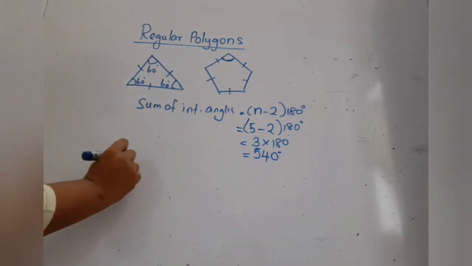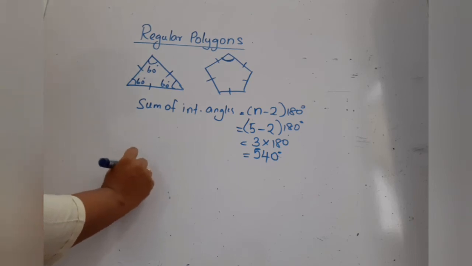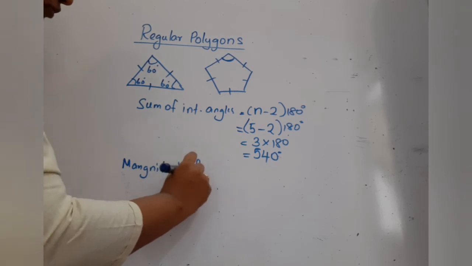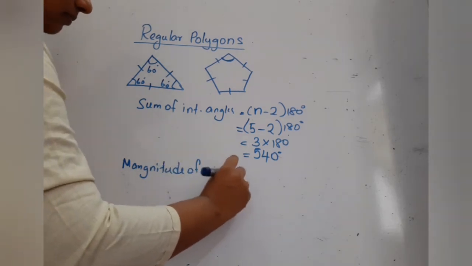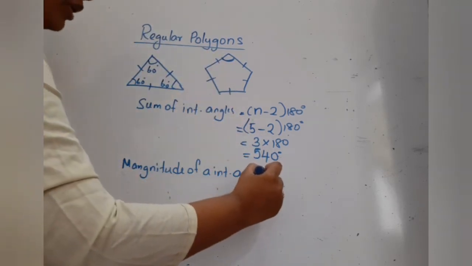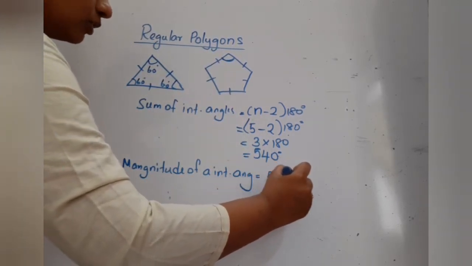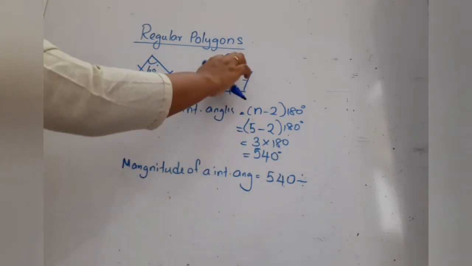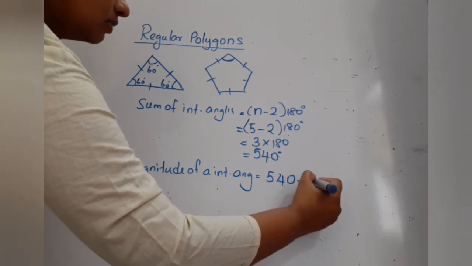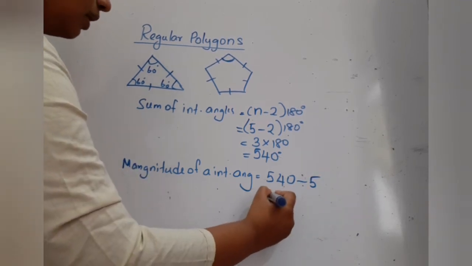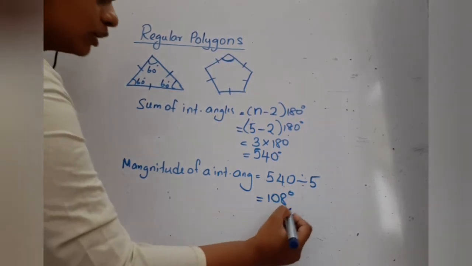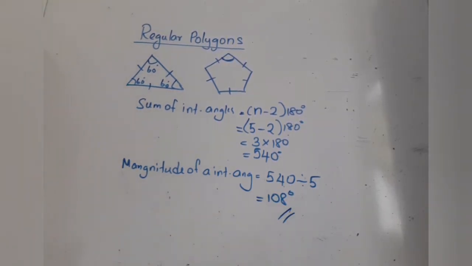So how do you find the magnitude of an interior angle of this pentagon? Okay, so how do you do that? 540 should be divided by 5. Why? It has 5 equal interior angles. So the amount of one interior angle is going to be 108 degrees.